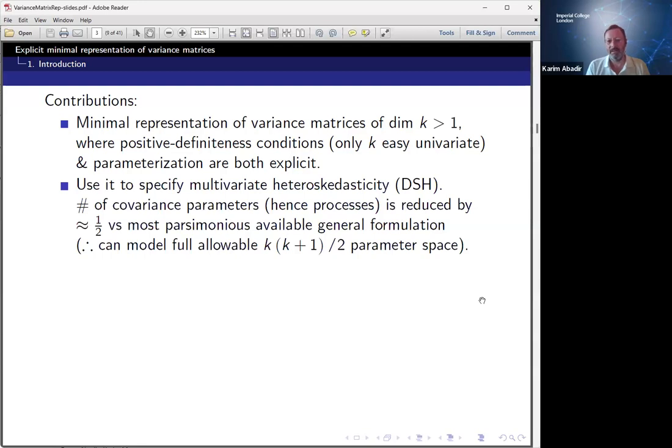And as a result, we use it to specify multivariate heteroscedasticity models, which we call dynamic spectral heteroscedasticity, DISH. And the number of variance covariance parameters is reduced by about a half. And we get the most parsimonious formulation that you can have for a general variance matrix without any restrictions. General meaning that you can cover the space of variance matrices without having to do trial and error.